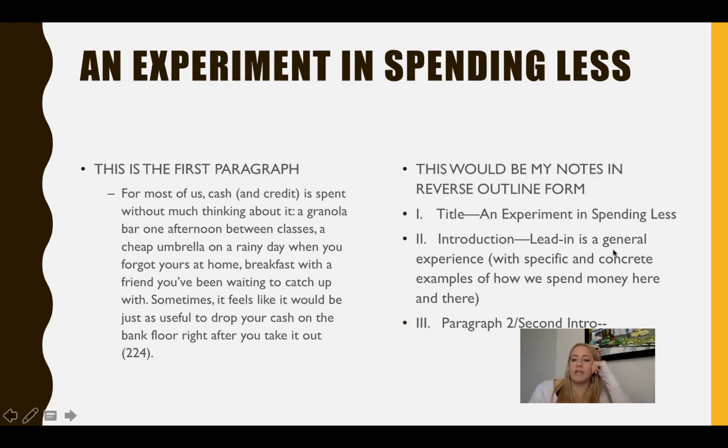It's kind of a general experience, although our author does give some really specific and concrete examples. She tells us about buying a cheap umbrella on a rainy day or granola bar one afternoon. So I've just kind of written that down, right? Lead-in is a general experience with specific and concrete examples of how we spend money here and there, right? So that's not even a full or a complete sentence. Again, I'm just kind of jotting down major ideas.